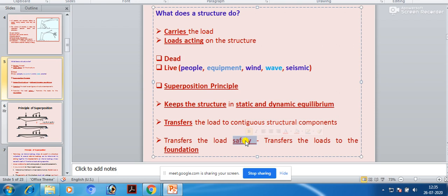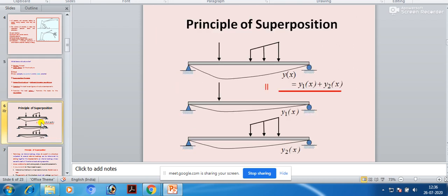Okay. Now coming back to the superposition principle. What I have said about superposition. Because of dead loads some deformation is coming, because of different kinds of live loads deformations are coming. So how do you calculate the total deformation? This is actually your principle of superposition. So what is the principle of superposition? It is a very simple principle.